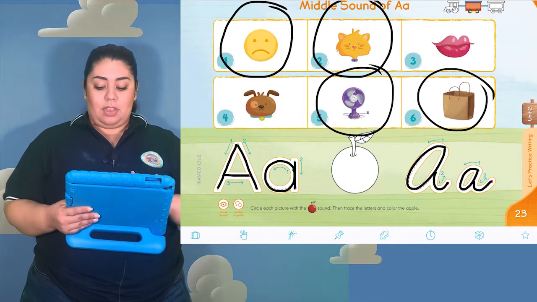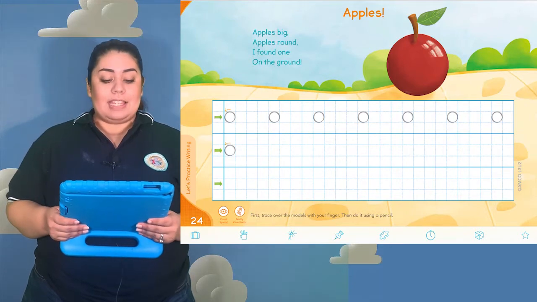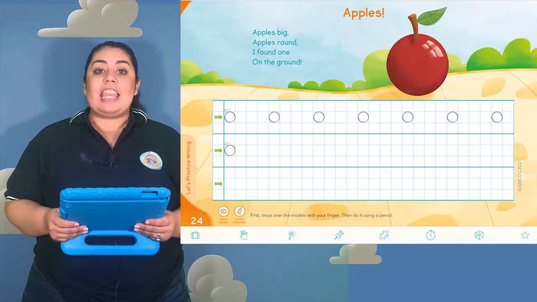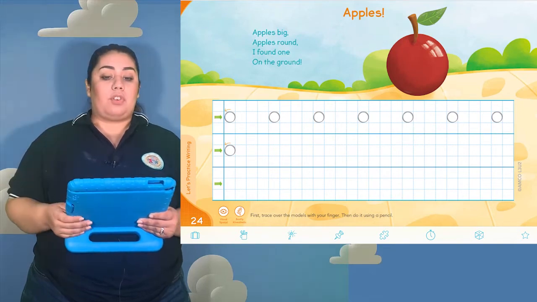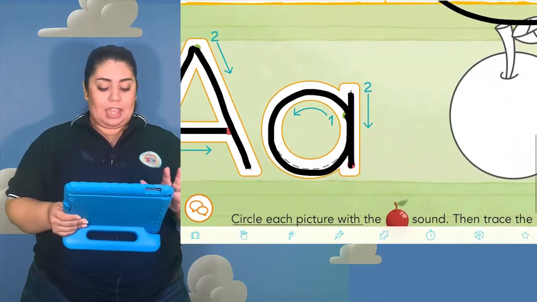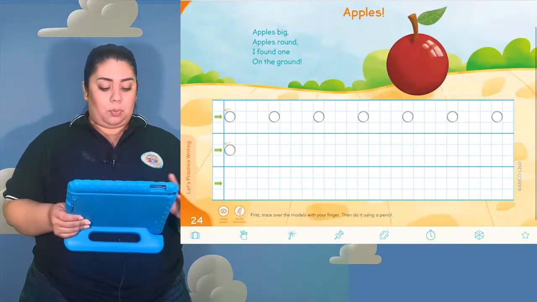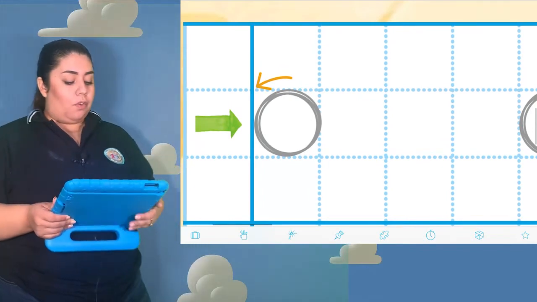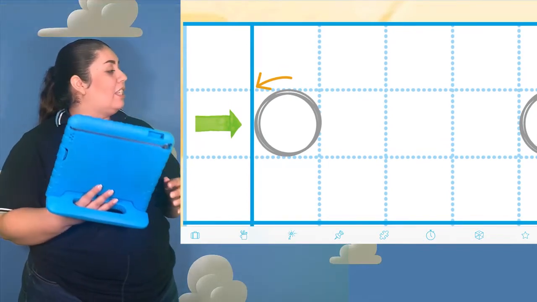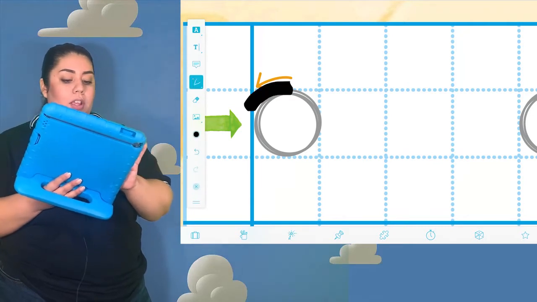Let's move on to the next page, 24. In here it says apples. Here we are going to practice only the circle for the lowercase a, which is this one. Only the circle we are going to practice here. But I want you to pay attention over here. This circle is inside one square.